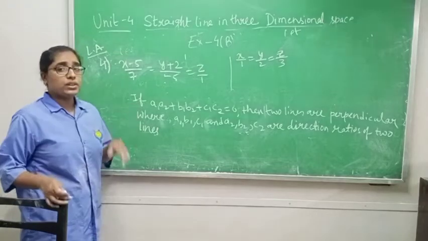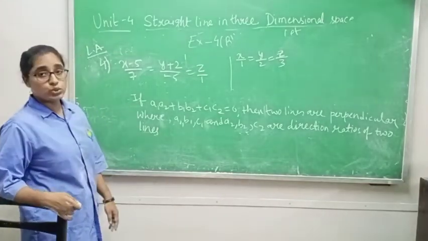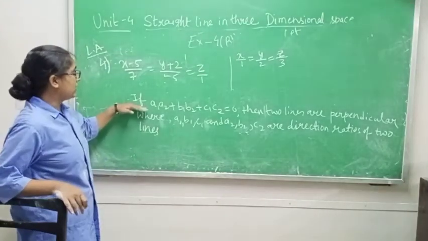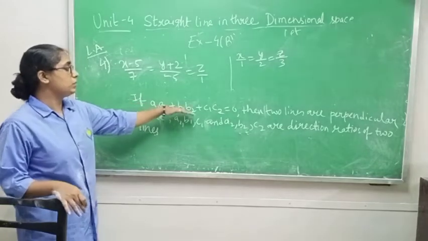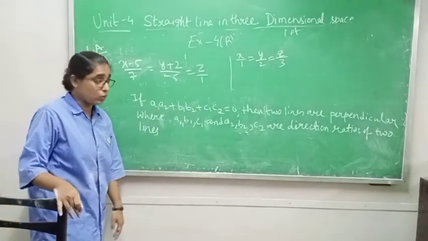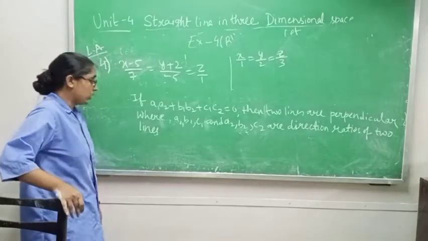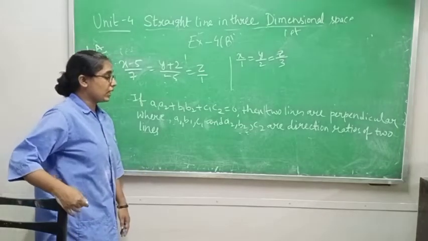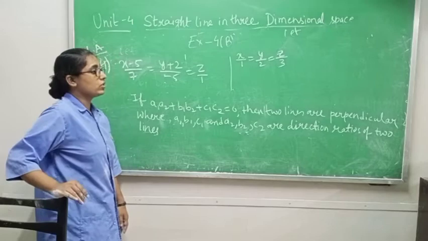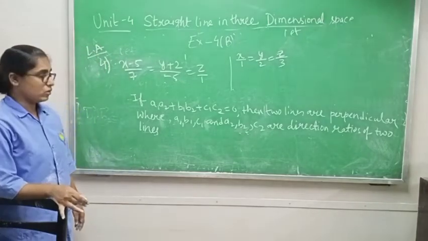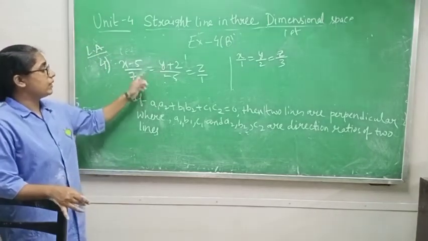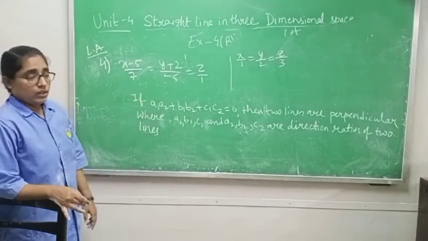This formula you have done in chapter 3. Now we are using this formula again. It is written: if a1 a2 plus b1 b2 plus c1 c2 equals 0, then the two lines are perpendicular, where a1 b1 c1 and a2 b2 c2 are direction ratios of the two lines. Okay. So here from this one we will get the a1 b1 value.